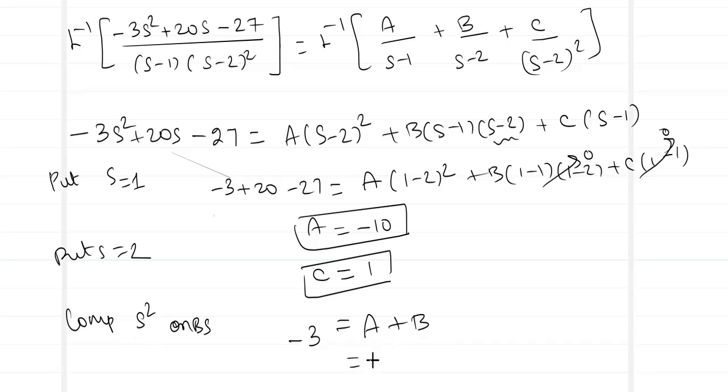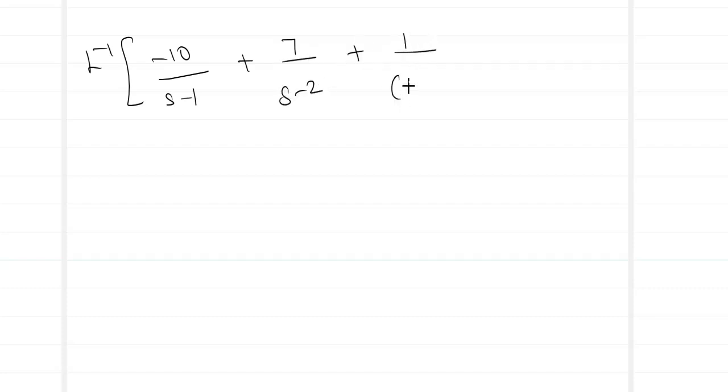Already I know that a equal to minus 10. Minus 3 plus minus 10 will be equal to b. This gives me the value of b to be equal to 7. So put it back over here. In which case, you will be left with Laplace inverse of minus 10 divided by s minus 1 plus b, which was 7, divided by s minus 2, and c was 1 divided by s minus 2 the whole square.